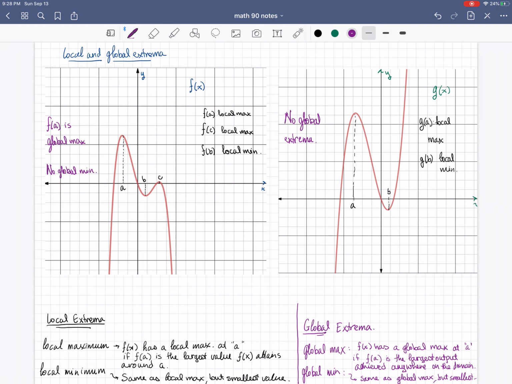It's all in the graph. It's all about looking at it holistically, and that concludes this lesson.